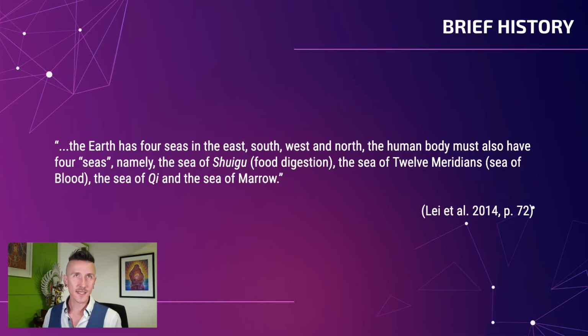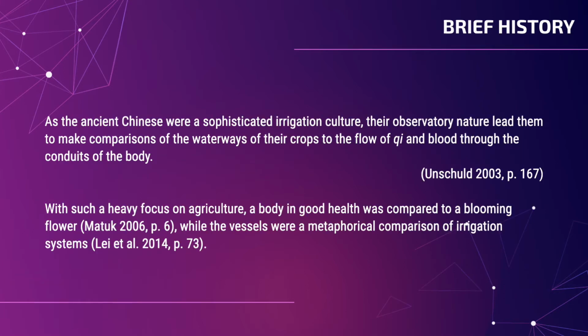So the Earth has 4 seas in the east, south, west, and north. The human body must also have 4 seas, namely the sea of food, digestion, the sea of 12 meridians, so that's the sea of blood, the sea of qi, and the sea of marrow. As the ancient Chinese were a sophisticated irrigation culture, their observation of nature led them to make comparisons of the waterways of their crops to the flow of qi and blood through the conduits of the body. With such a heavy focus on agriculture, a body in good health was compared to a blooming flower, while the vessels were a metaphorical comparison of irrigation systems.